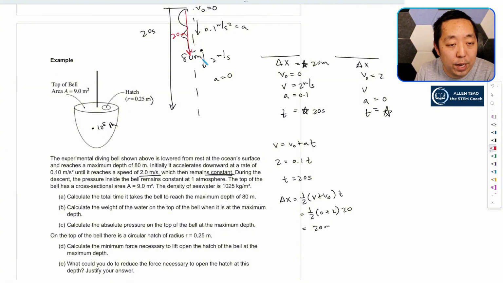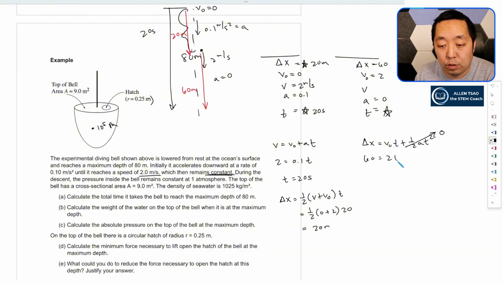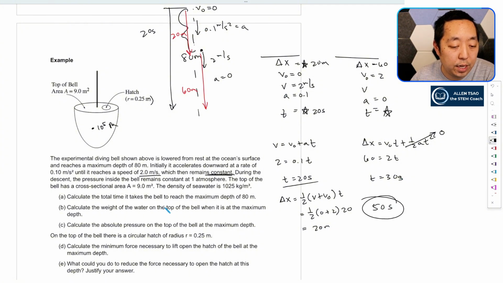So that means the remaining part that he's going at the constant speed has got to be 60 meters, right? So this is going to be 60. And then we can use this equation, but we know the acceleration is 0. So we get 60 is just equal to 2 times t. T is going to be 30 seconds. So 20 seconds for the first half, 30 seconds for the second half, 50 seconds is the total amount of time it's going to take.